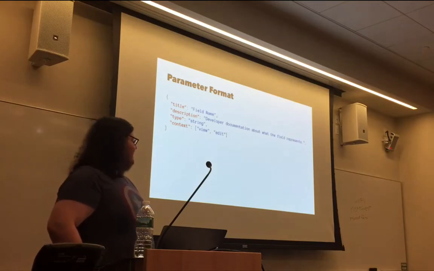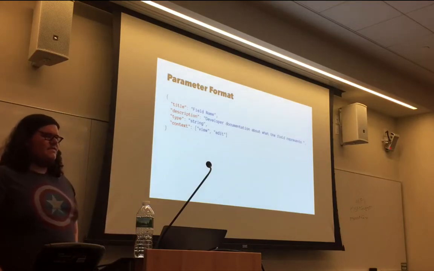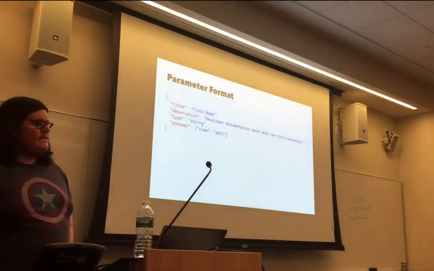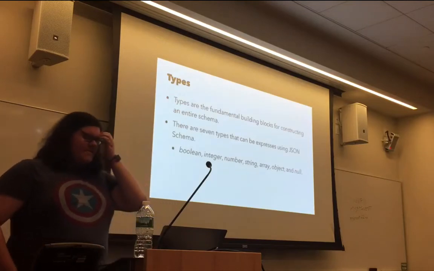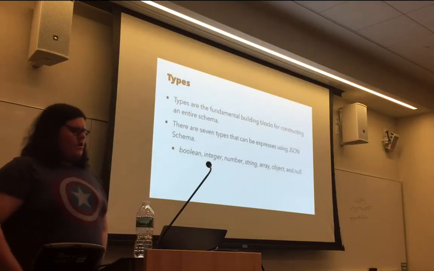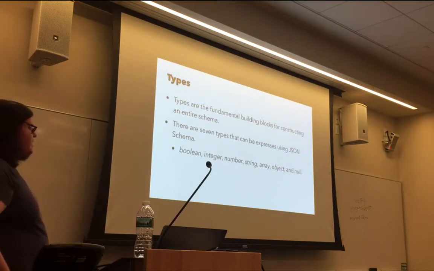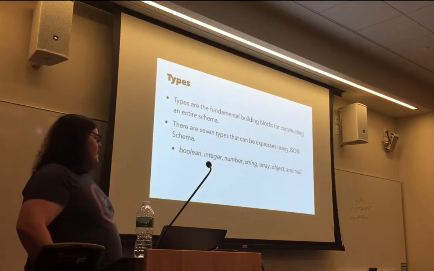And then you can see here the context. So we're defining view and edit as the context that this field will show up in. The default context is view, excuse me. So types are the fundamental building blocks for constructing an entire schema. There are 7 types that can be expressed using JSON schema. We have Boolean, integer, number, string, array, object, and null.